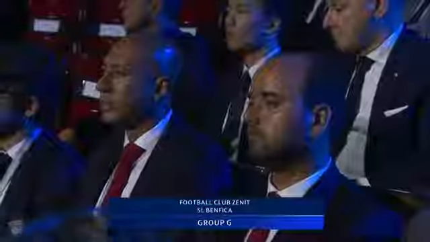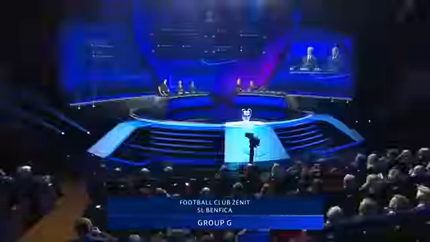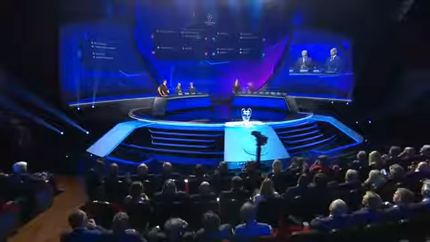It's Group G. Group G for Benfica. They will play together with Football Club Zenit St. Petersburg in Group G. So we are ready for the 5th team of this second pot.